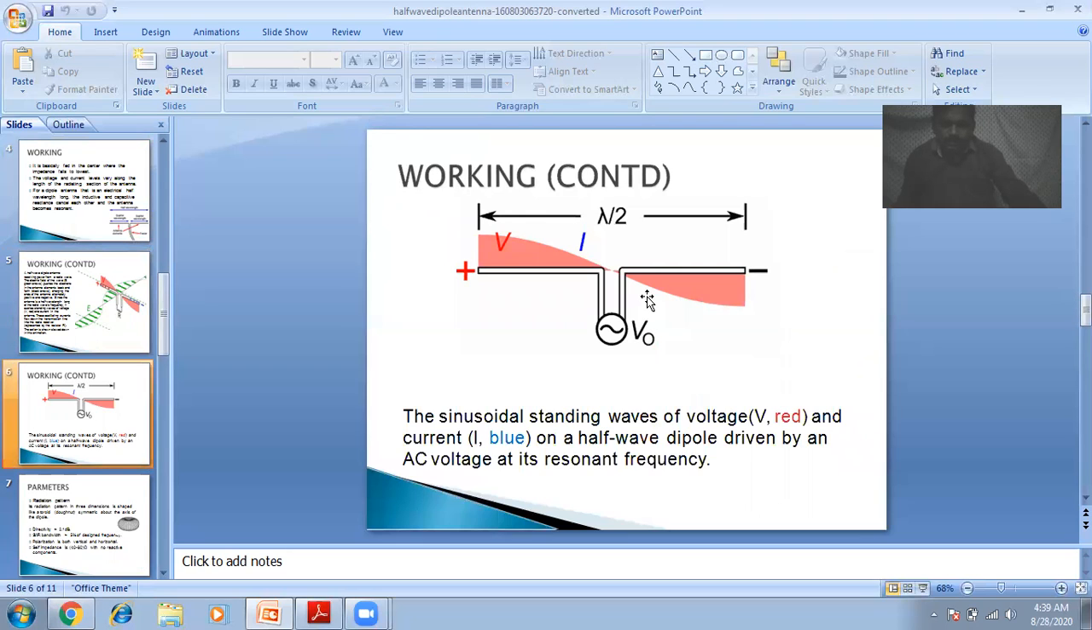Let us see the working of this half-wave dipole antenna. Here we are applying the input power to the antenna at the center. That means it is a center-fed antenna. We are connecting a generator here. This generator will supply the input power to this antenna. The distribution of the voltage or current is sinusoidal in nature.